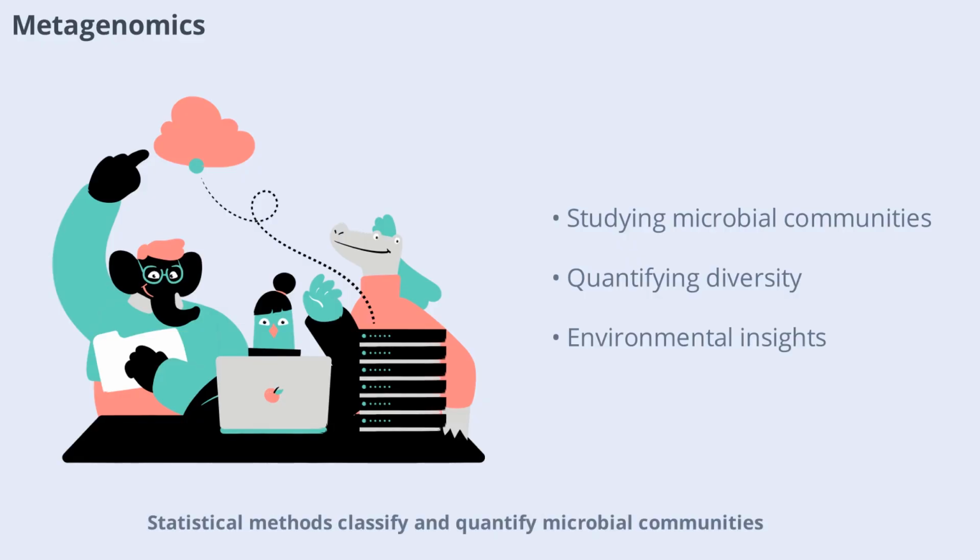Metagenomics studies genetic material recovered directly from environmental samples. Statistical methods classify and quantify microbial communities, revealing the diversity and function of organisms in complex ecosystems. Techniques like diversity indices, ordination, and clustering help interpret metagenomic data. Metagenomics has transformed our understanding of microbiomes in health, agriculture, and the environment.